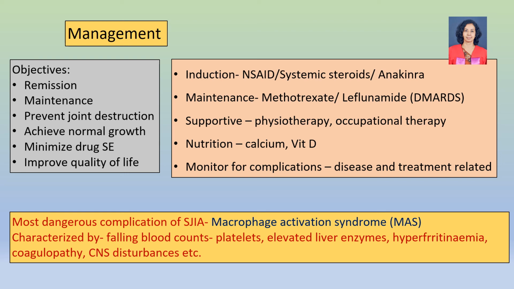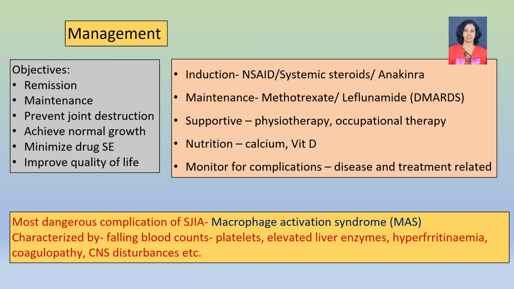All right, so those are the objectives of the management of a child with systemic onset juvenile idiopathic arthritis. So what are the medications that we can use to induce remission in this patient? If it's a mild disease, we can utilize non-steroidal anti-inflammatory drugs like naproxen or ibuprofen. If the disease activity is moderate, the child will need systemic steroids with slow tapering of the steroids. And if it's moderate to severe disease, one might consider using a biological disease modifying anti-rheumatic drug like anakinra. So the agent that we use to induce remission varies with the disease severity.